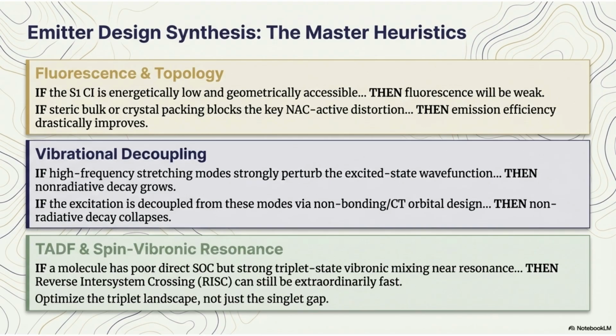Emitter design synthesis offers master heuristics. Weak fluorescence occurs if the conical intersection is low and accessible. Rigidity drastically improves efficiency by blocking access. Non-radiative decay is suppressed if the excitation is decoupled from high-frequency stretching modes. And finally, RISC can be fast by optimizing the triplet landscape, even with poor direct SOC.